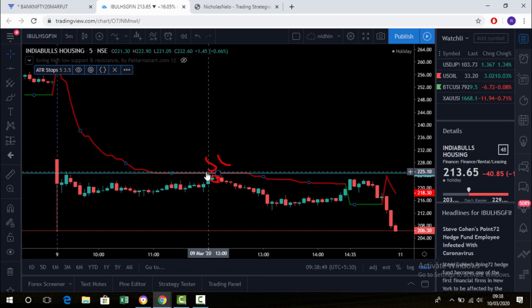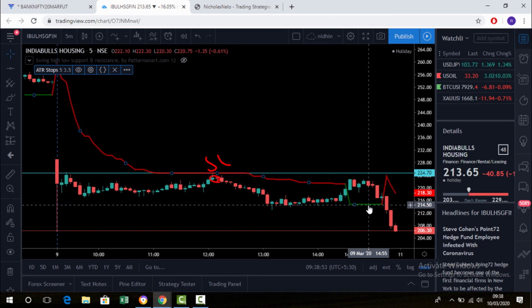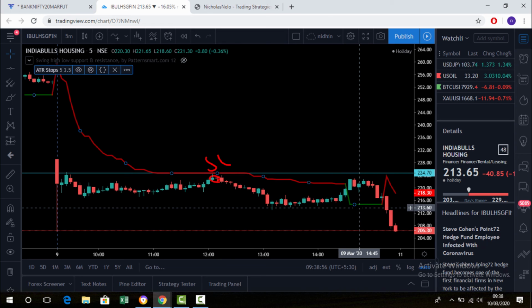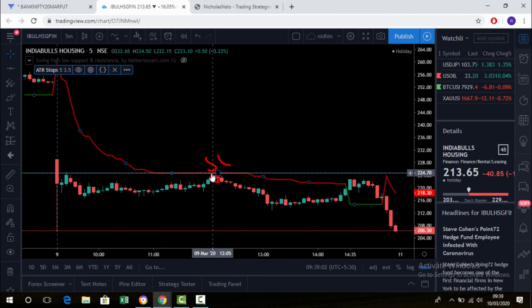If it's a red line, it acts as a resistance. If it's a green level, it acts as a support, but the strategy is same. When the candle is closed below the line, if it's resistance or support, go for sell, above the line go for buy, and the same candle's other end is the stop loss.